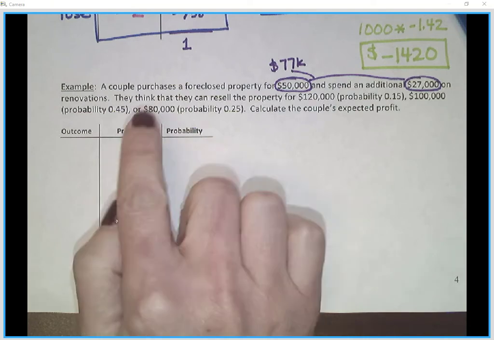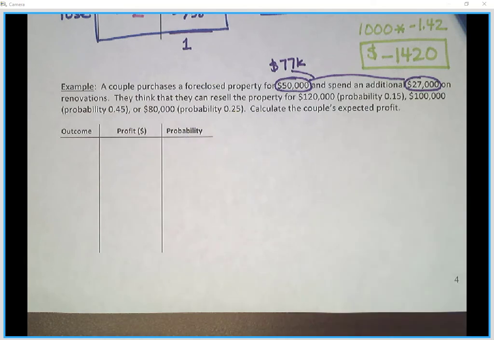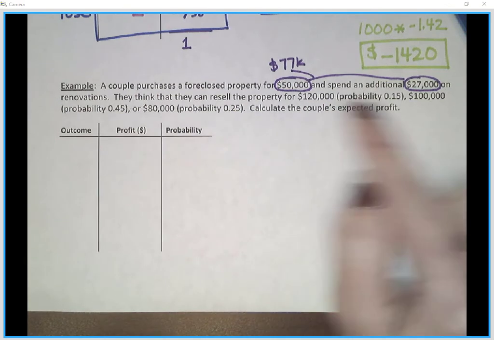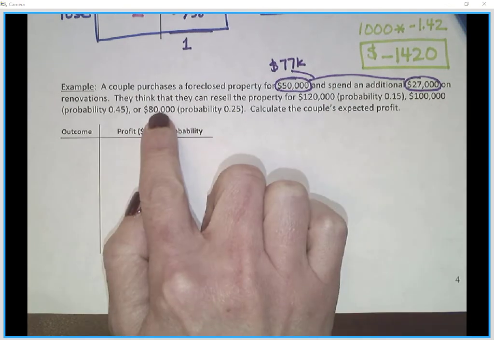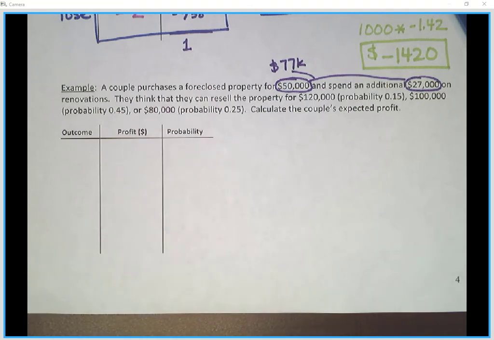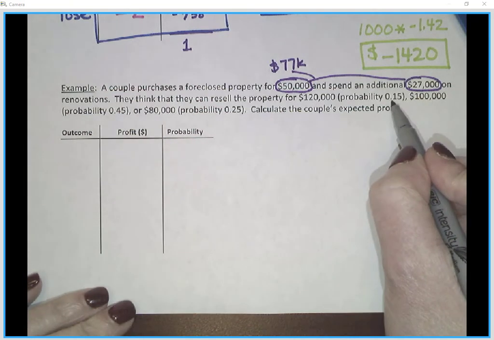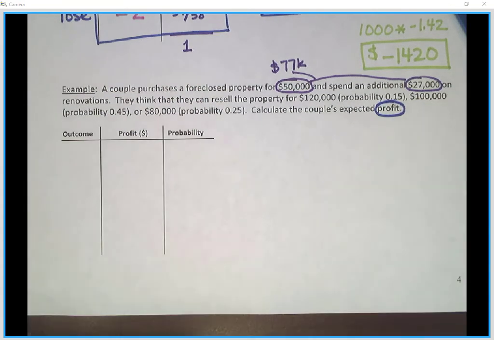All right. They think they can resell it for $120,000 or $100,000 or $80,000, and the probabilities come with them. See, this is a contrived textbook problem. Calculate the couple's expected profit. So again, there's that word profit. You have to do subtraction. So there's two outcomes. They're either going to sell the house or they're not going to sell it. But it goes a little deeper than that. They can sell it at different prices.